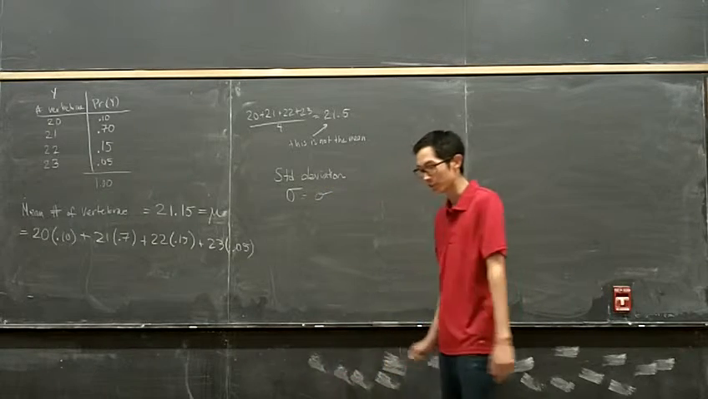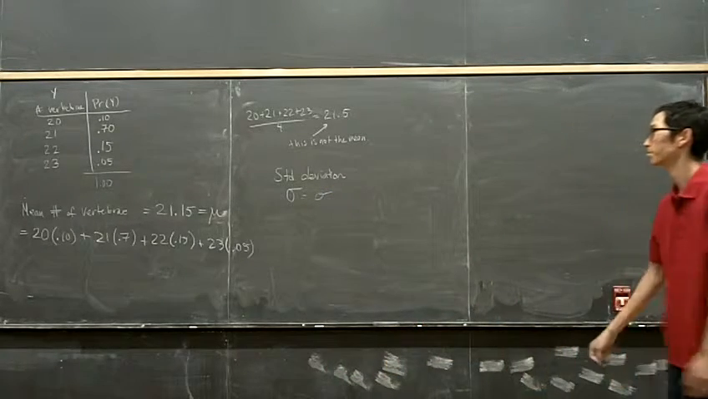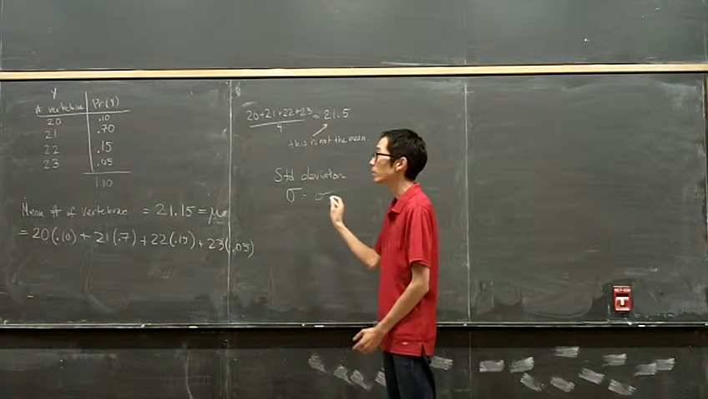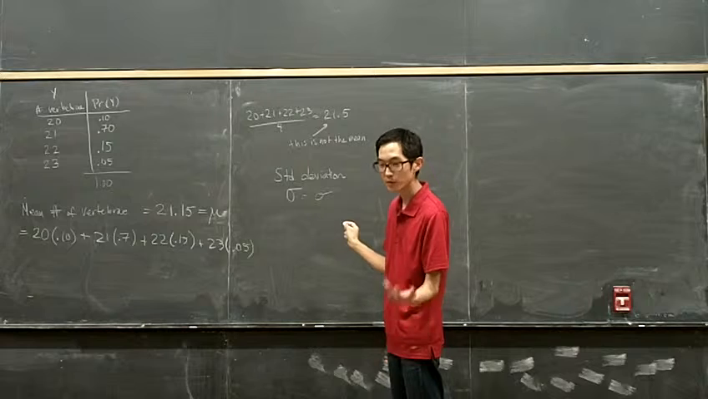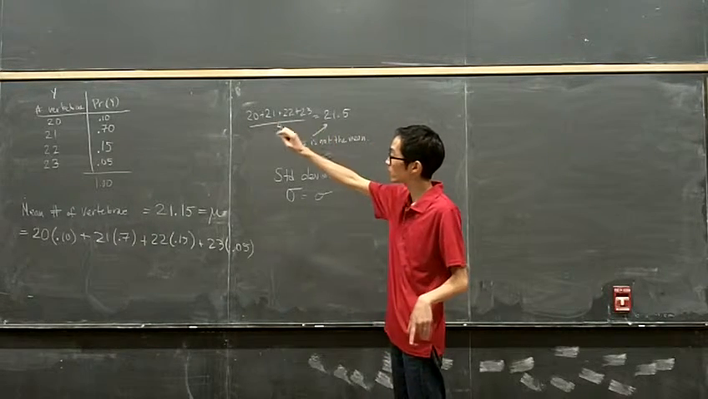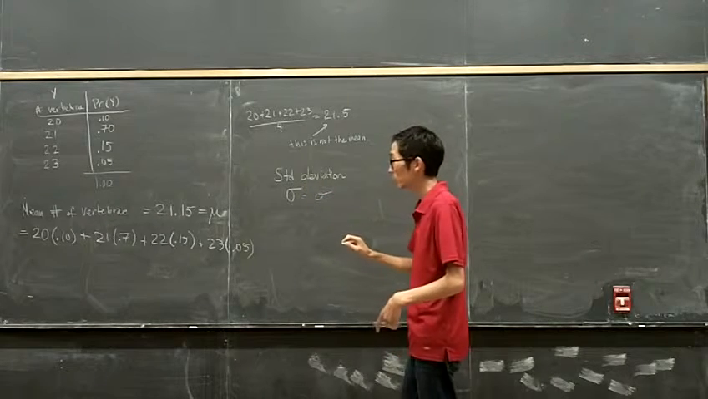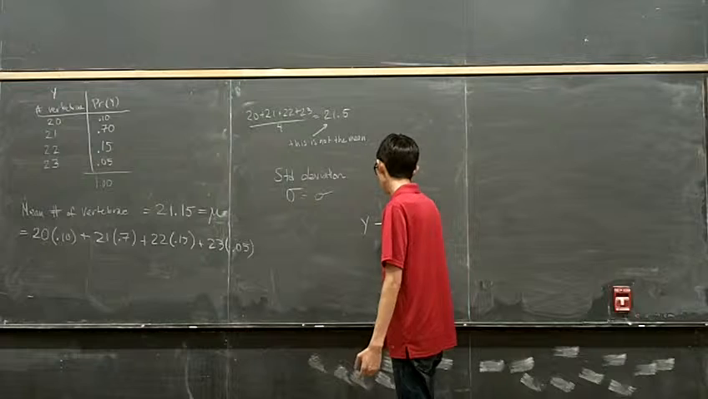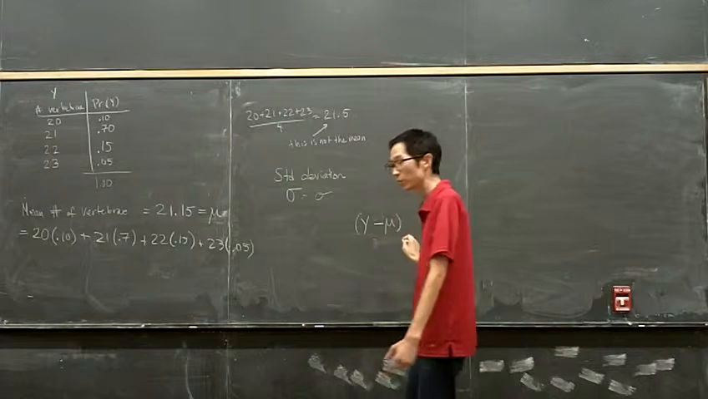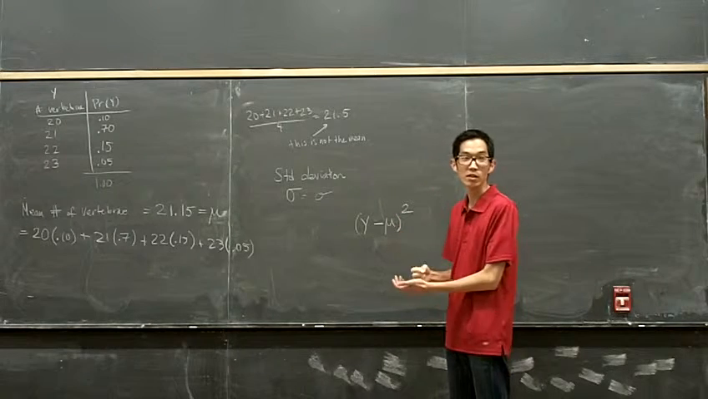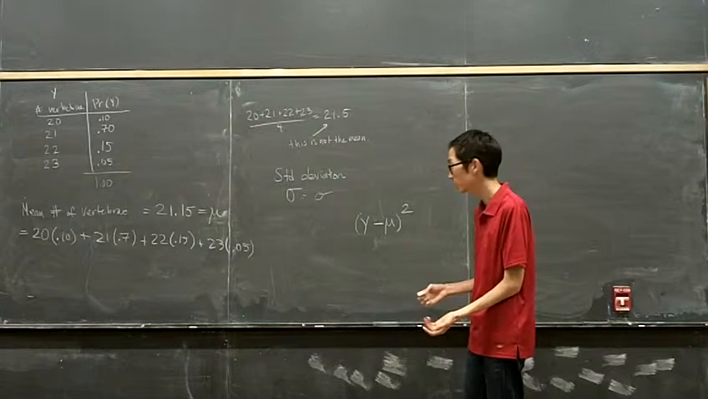For standard deviation, we find this, similar to what we did for finding the standard deviation by hand. We're taking the difference of each point from the mean. So I'm going to do y minus the mean. That gives me the distance from the mean, and I square that distance, just like we did for standard deviation.